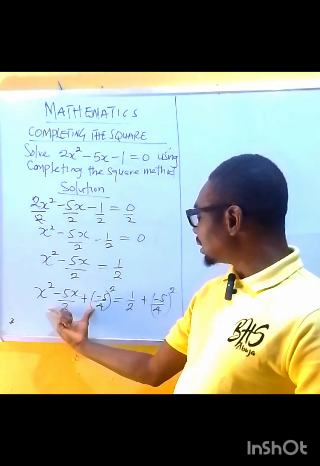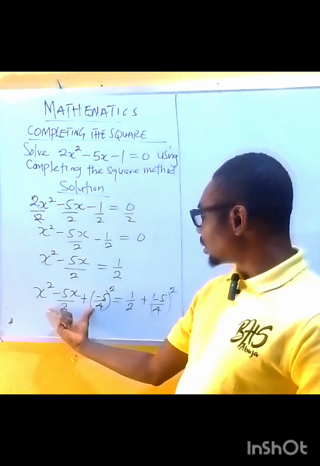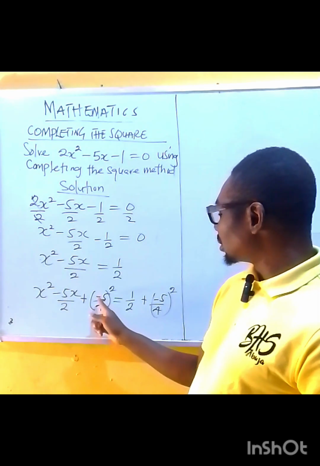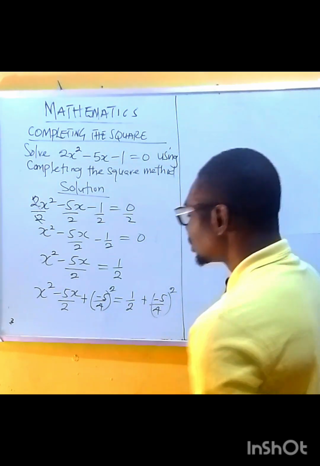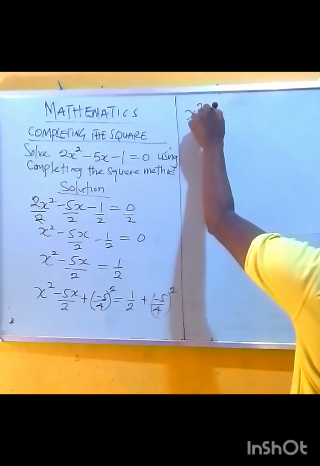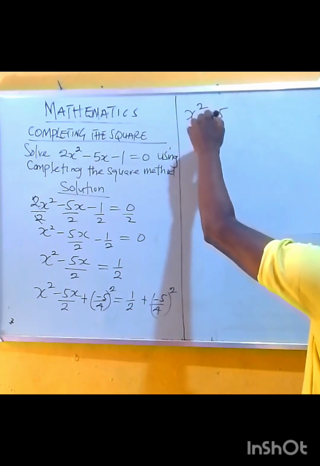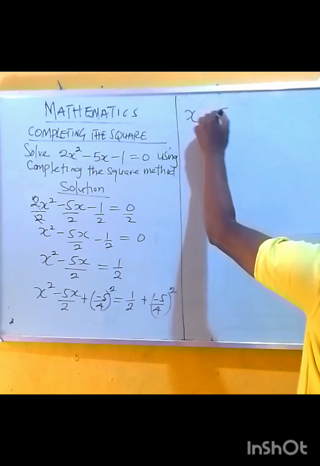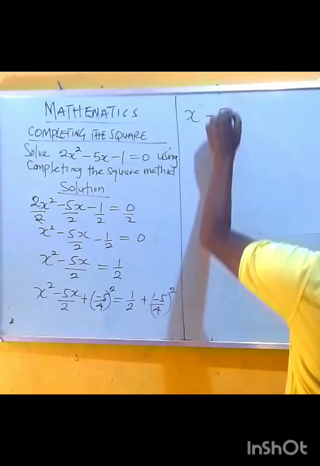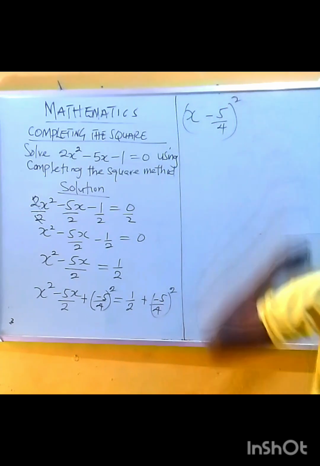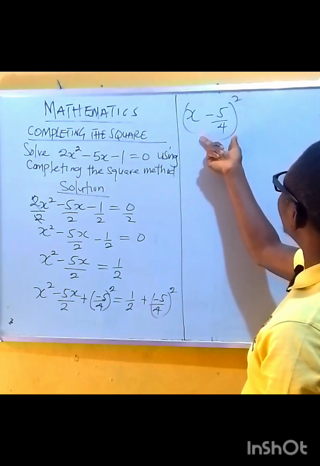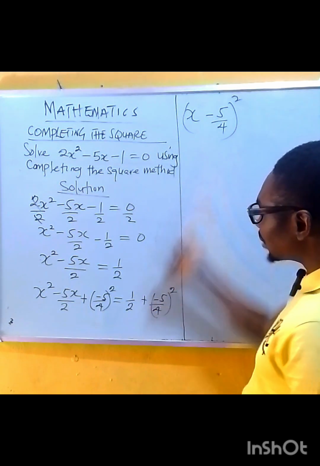At this point, you can factorize this. This is a perfect square. So all you need to do here is just pick x and what? Minus 5 over 4. So we now have x minus 5 over 4, all squared. So this is a perfect square. If I square this, I'm going to get this value.